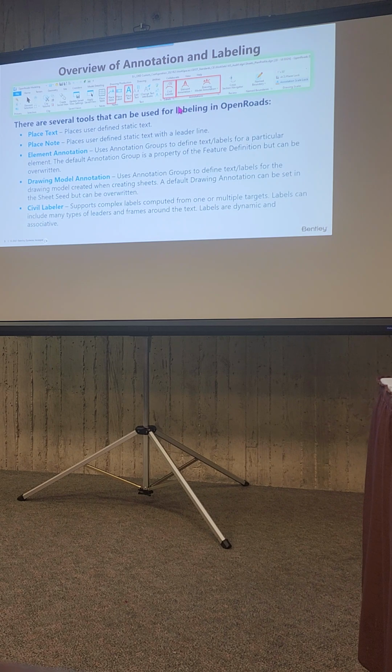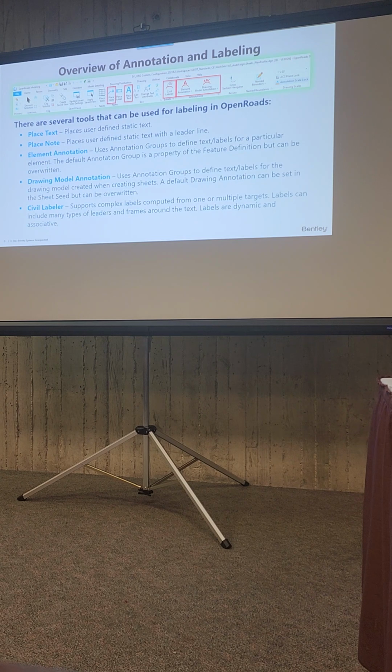So I'm going to focus more on civil labeler, but what I want to point out is you're going to do the majority and bulk of your annotation with annotation groups. So you're going to be using these tools quite a bit, and you're going to be using the civil labeler more as a supplement. Anything that you can't do with an annotation group, that's where you're going to use the civil labeler to supplement those annotation groups. They are dynamic, and they are going to update based off of design changes. You can also make them associated to the elements, so the labels move and shift with your elements as they move.